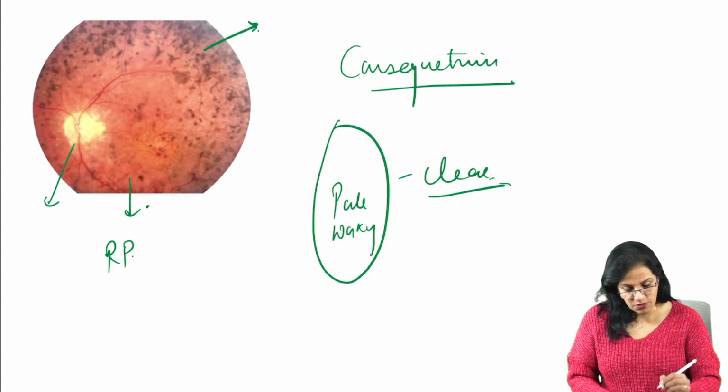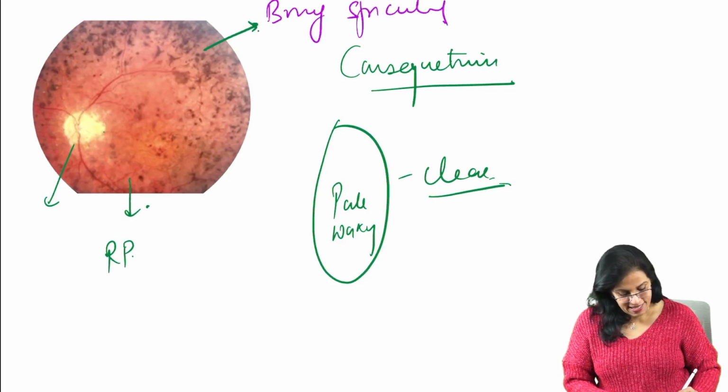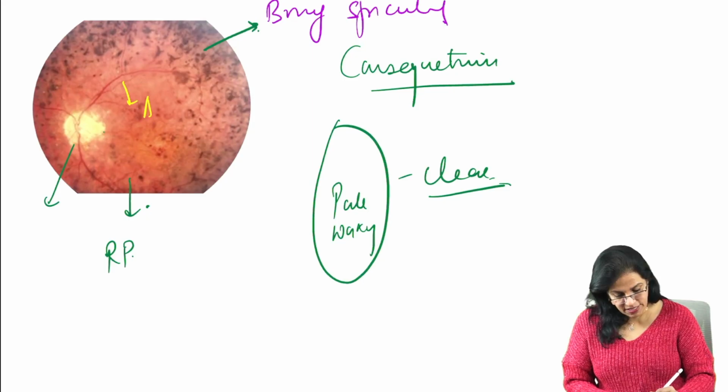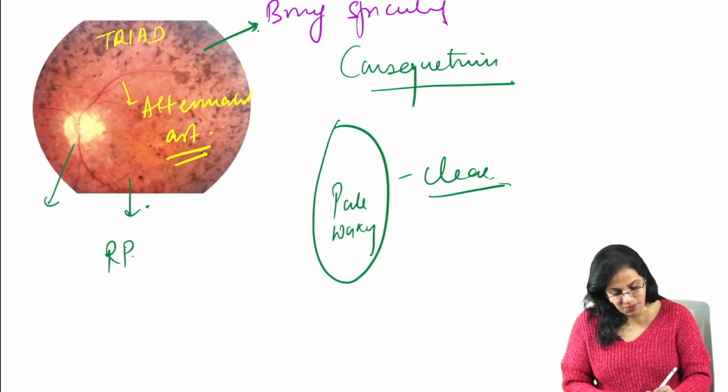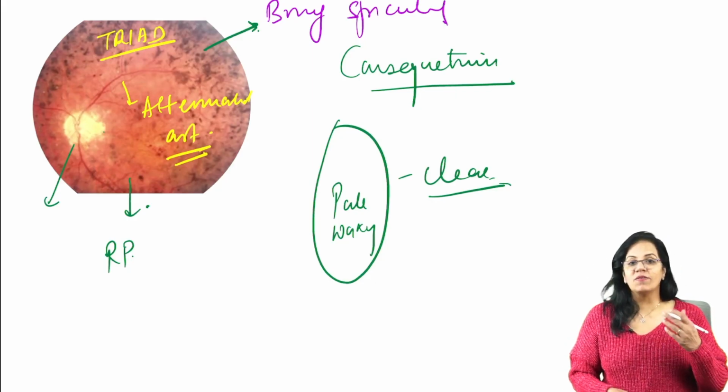And these, of course, you see the RP, what is the typical triad of RP? These are the bony spicules, pale waxy disc and attenuated arteries. Attenuated arteries means constriction, vasoconstriction of the arteries. Okay? So this is the triad of RP, which is very, very important and you should be clear. Right? So this is what is consecutive optic atrophy.